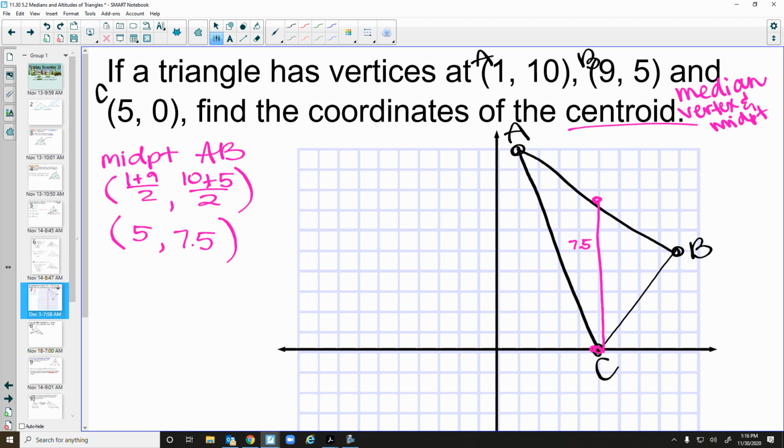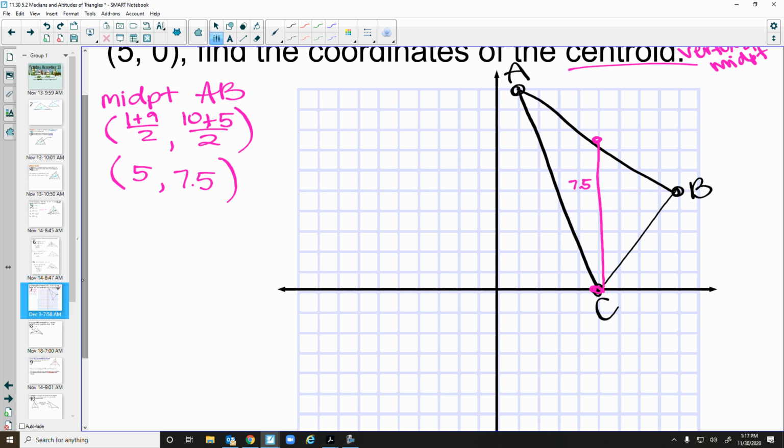I have a question. What are we gonna have to do with that 7.5? Split it into thirds, right? Okay. What is 7.5 split into thirds? 2.5 for each of them, right? Okay, love that. So 7.5 split into thirds, so our median, that distance is 7.5. When we split it into thirds, that's 2.5.